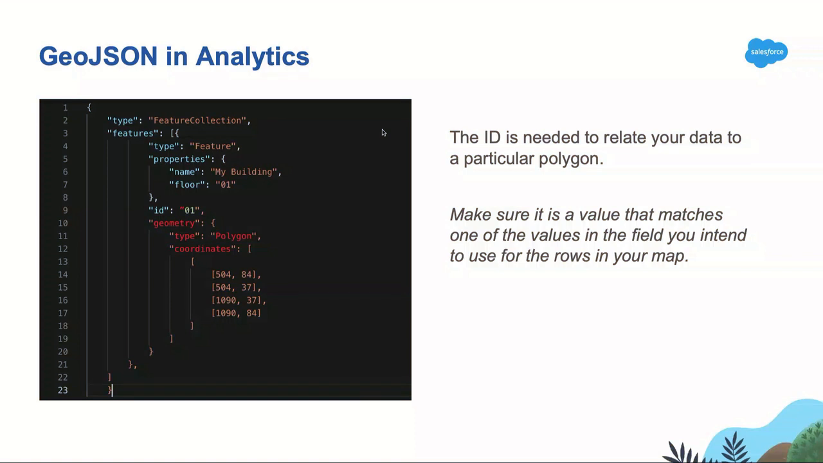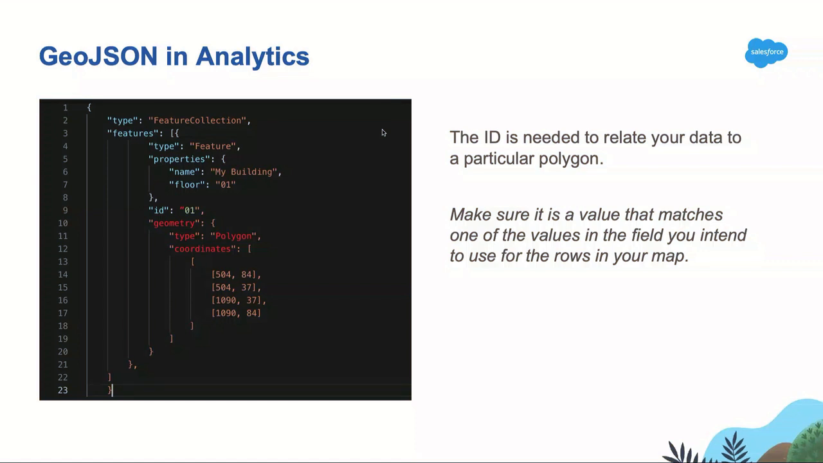So this is the GeoJSON format. This is how you define a custom map in Einstein Analytics. It is actually a standard. It is a JSON format. It's just an extension of the JSON format with some specific attributes that are used to define coordinates for your custom map.